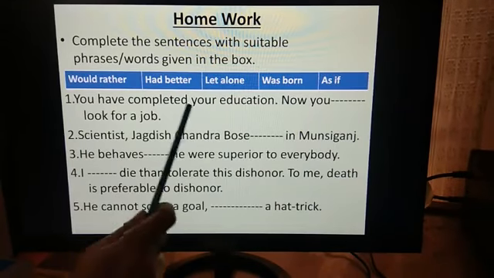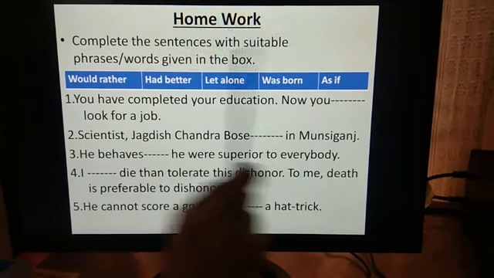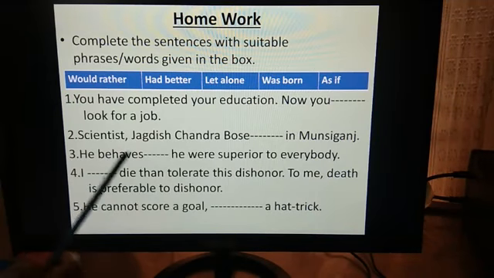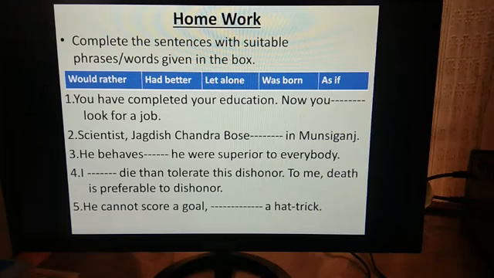First you have to complete your education. Now you dash look for a job. What will be here? You have to complete this with these clues. Scientist Jagdish Chandra Bose dash in Munshiganj. What will be here? He behaves dash he were superior to everybody. I dash die than tolerate this dishonor to me. Death is preferable to dishonor. He cannot score a goal dash a hat trick. So what will be here?